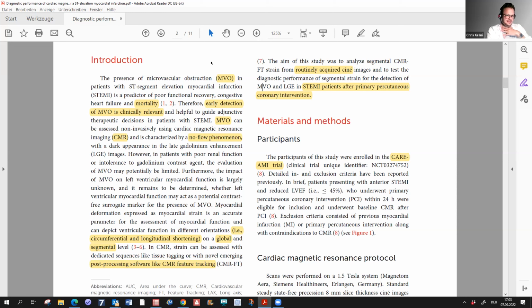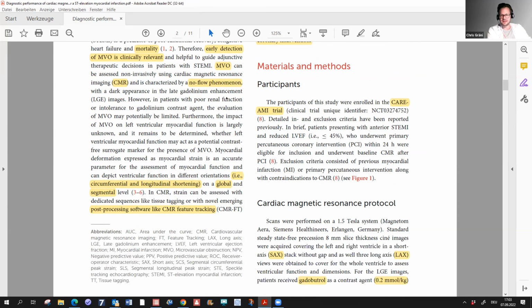So microvascular obstruction, also called MVO, in patients after ST segment elevation myocardial infarction is a known predictor for a bad outcome. And of course, it would be very favorable to have an early detection of MVO, because this would impact your clinical decision making towards treatment.